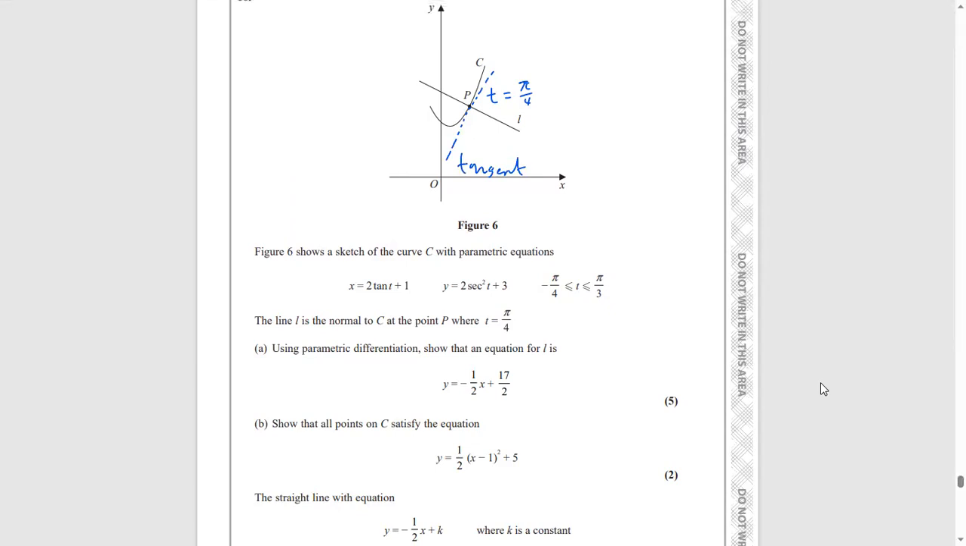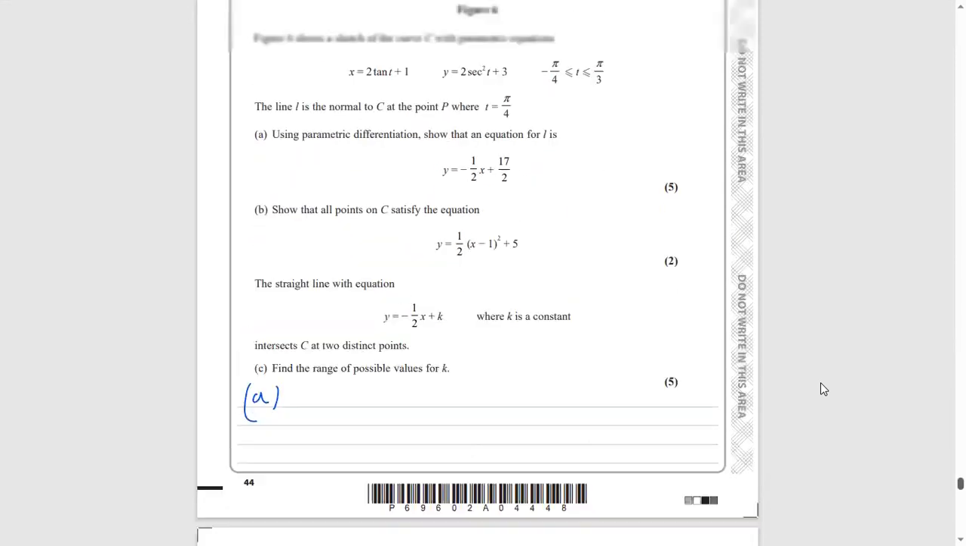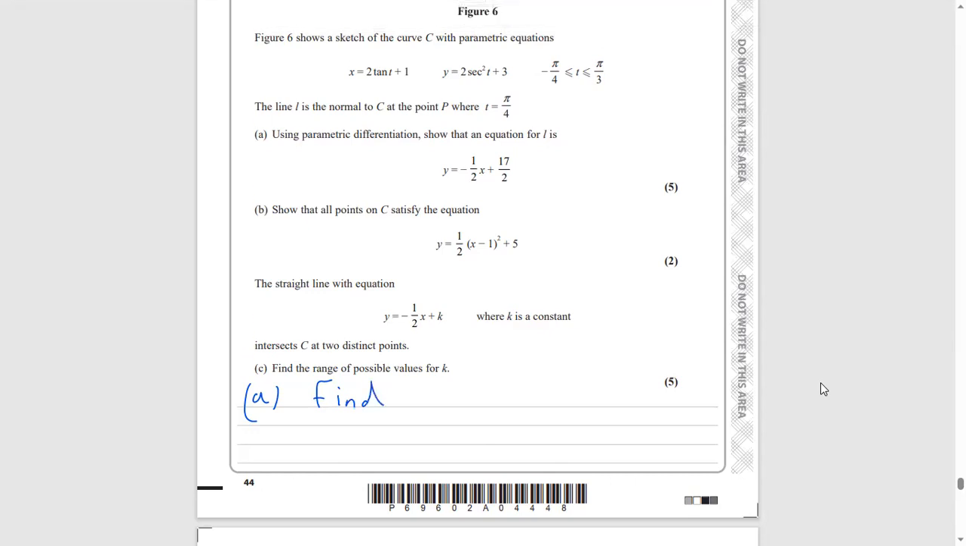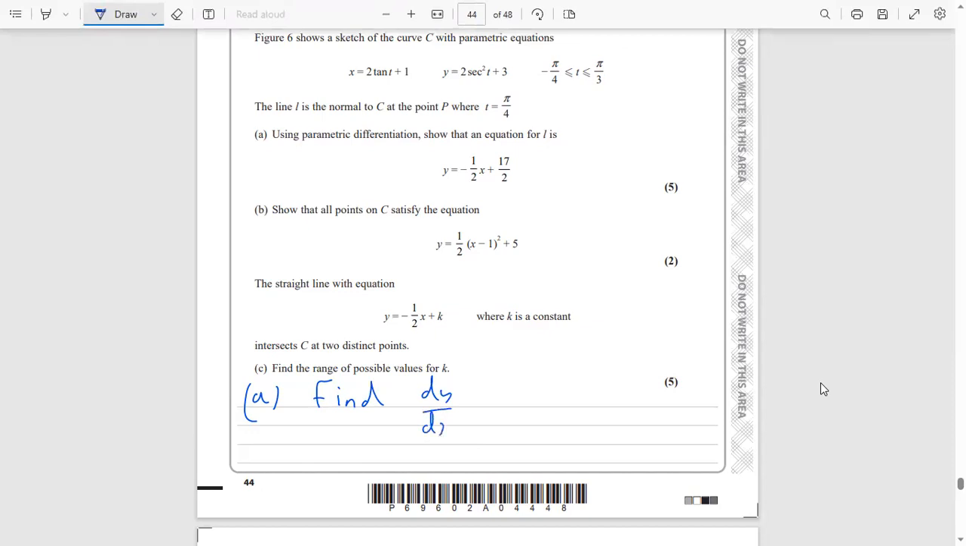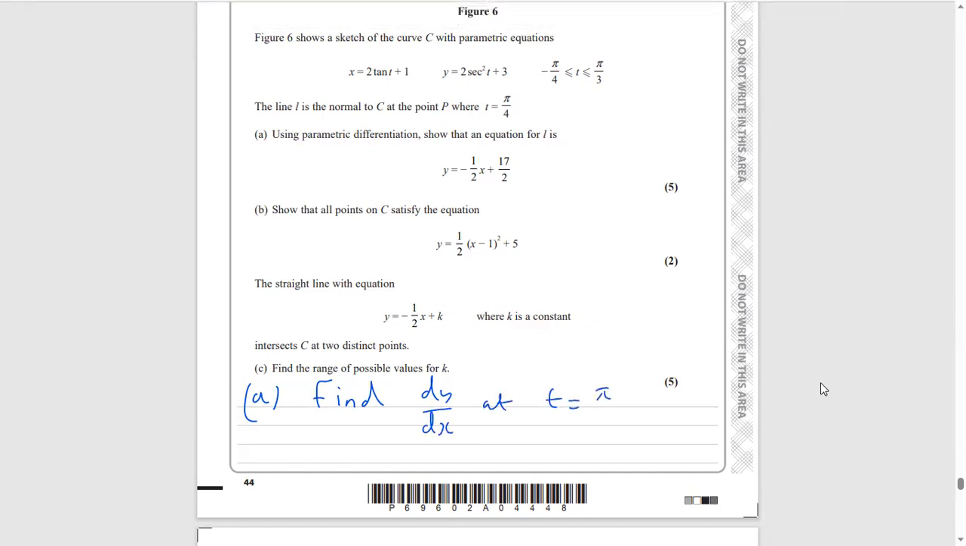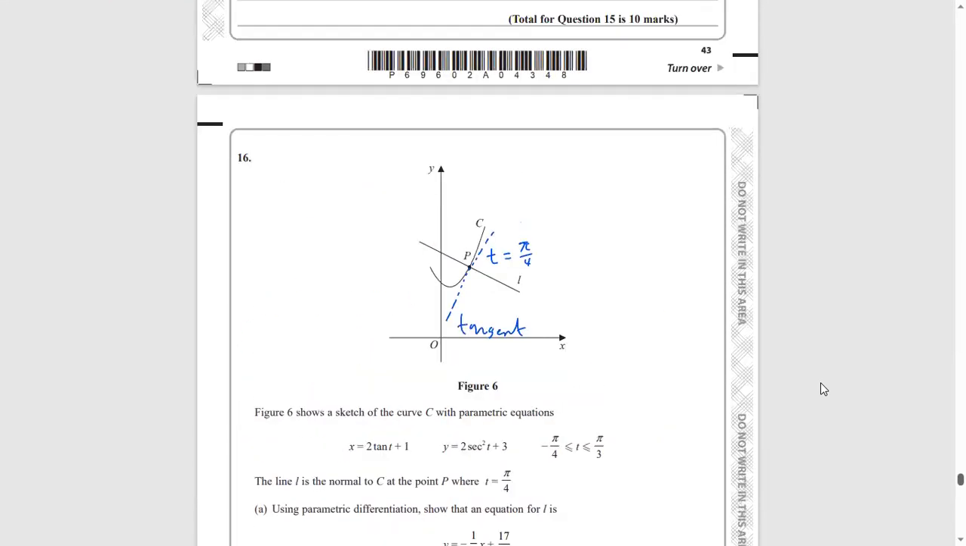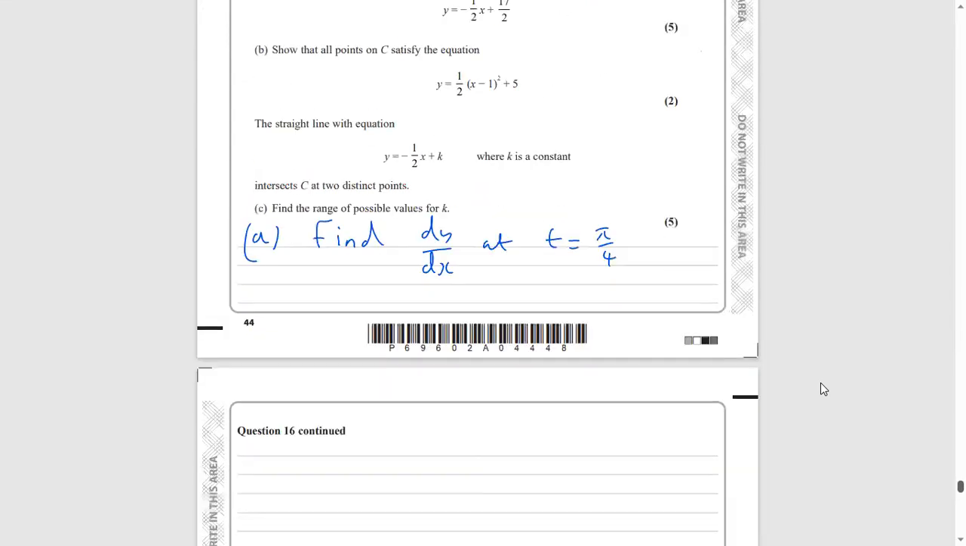So that's how I'm going to start with this one. We need to find dy/dx. So firstly, let's find the gradient of that tangent. And remember, dy/dx on a curve is the gradient of the tangent line at that particular point on the curve. So first step is let's find dy/dx at t equals pi over 4, at this point P, and then we can find the gradient of the normal line. That's going to be our technique.